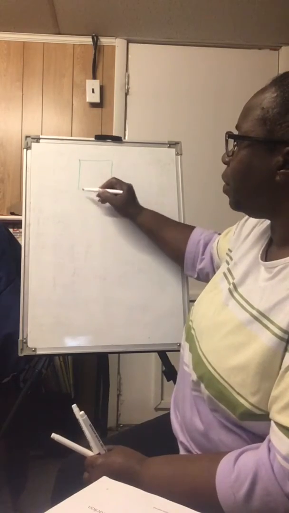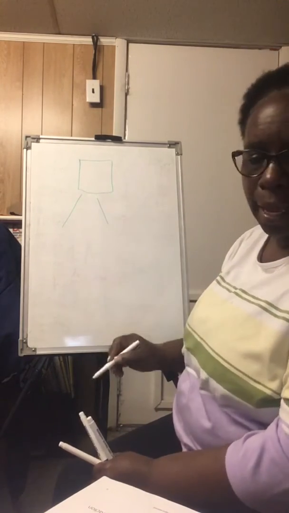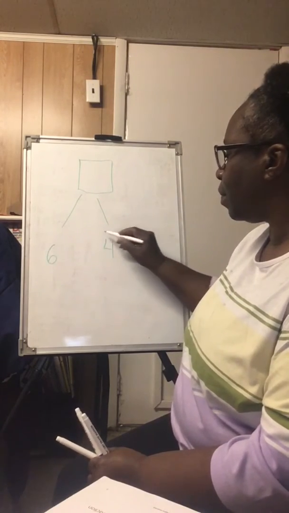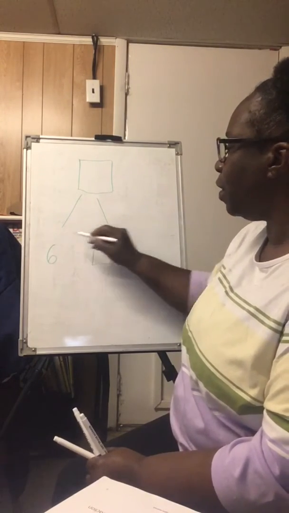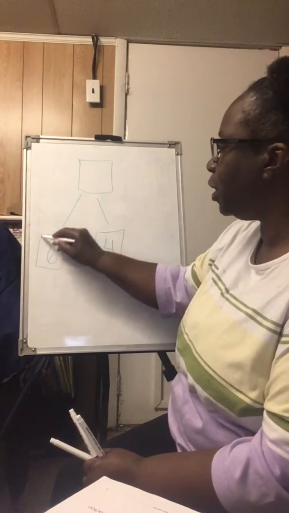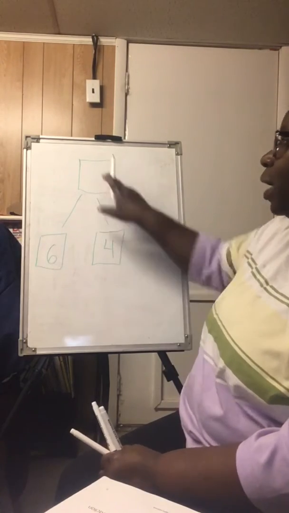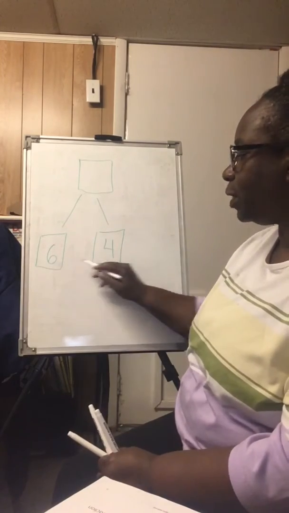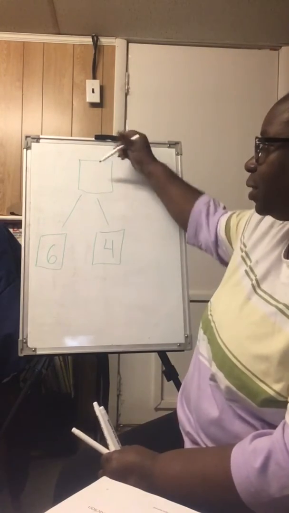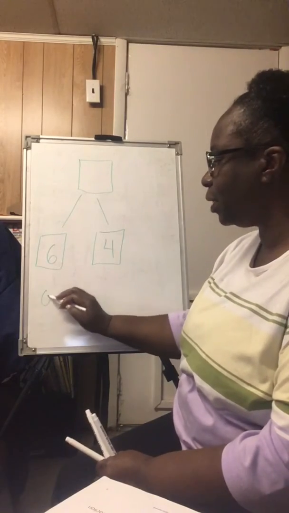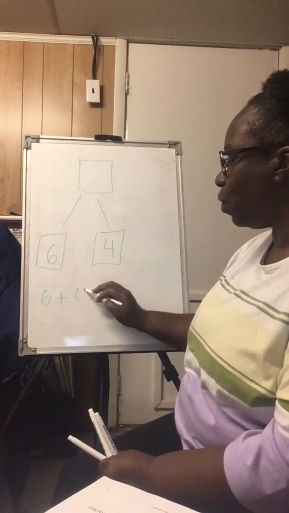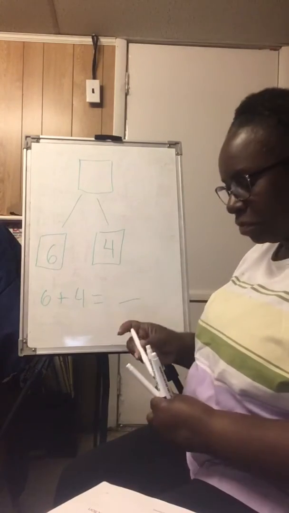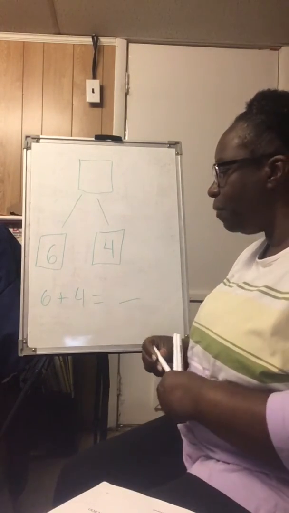Your big number. Okay. This is one of our number bonds off your sheet. You have 6 and 4, and then you have a blank up here. So we know that we said we add these two numbers together to get this number. So that'll be 6 plus 4 equals what? Do the same thing we did before.